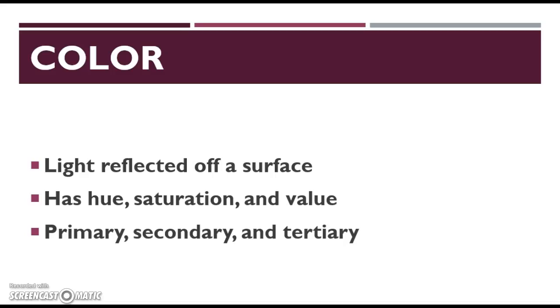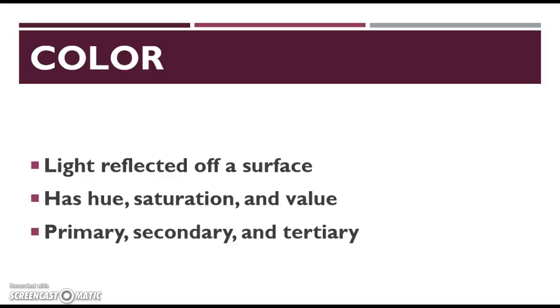The second element is color. And color is the light reflected off of a surface that bounces back into your eye. It has different qualities. There's hue, which is red, blue, yellow, green, purple, what you traditionally think of as the color. Saturation, which is how bright or dull the color is, from a very bright, vibrant color down to gray. And value, how light or dark it is.